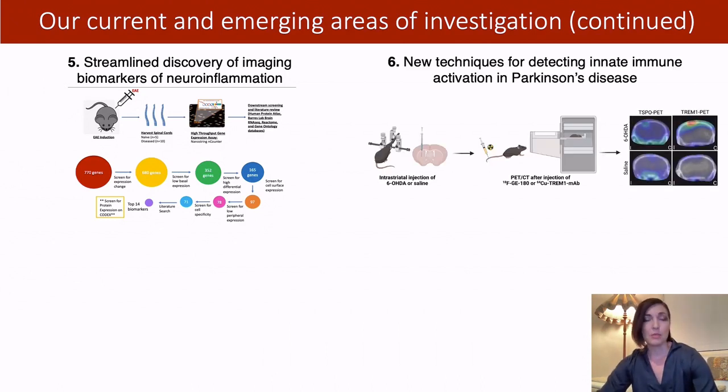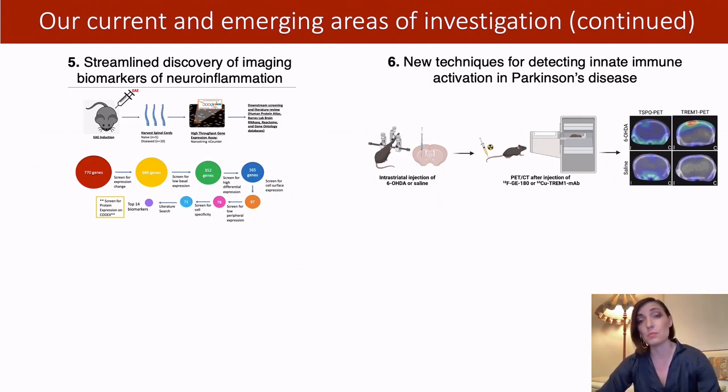It's post-mortem tissue from various diseases. We've also been looking at Parkinson's disease, working with Dr. Thomas Montine, the chair of pathology at Stanford, imaging what's going on in the periphery and the spleen, and what's trafficking up the vagus nerve, for instance, and into the brain. And we've been doing that with TSPO and TREM1 PET.